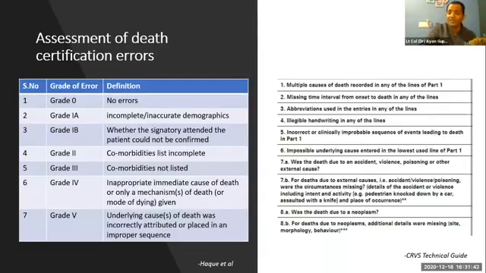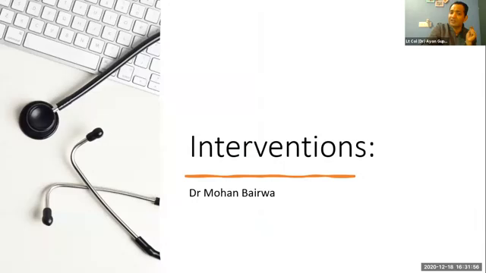Is the time interval missing in any of the lines? Have abbreviations been used in any of the entries? Is it illegible anywhere? Incorrect or clinically improbable sequence of events leading to death?